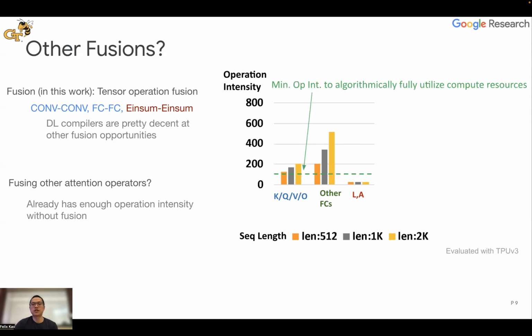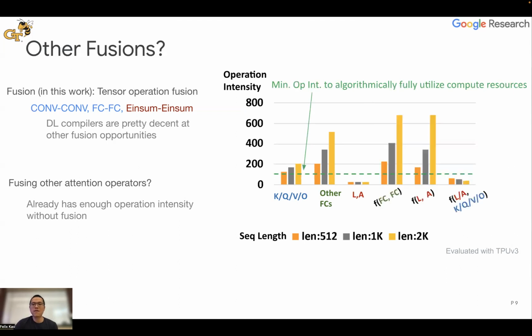However, larger than 10 sits here. So after fusing the larger than 10, we have the potential opportunity to cross this green bar and have the potential opportunity to fully utilize our compute resources.